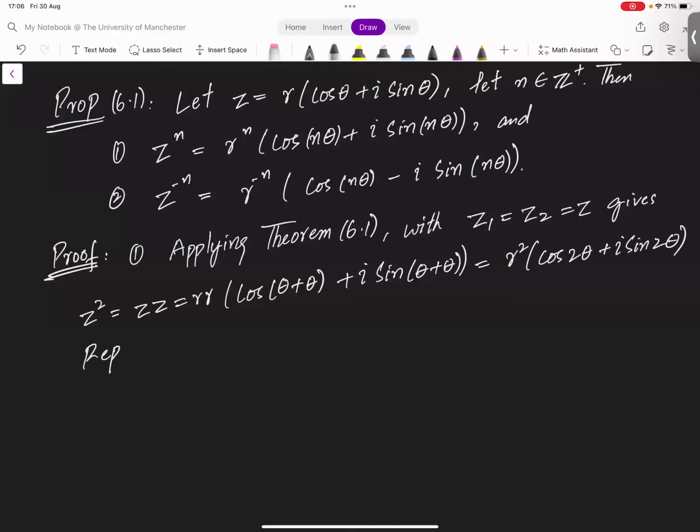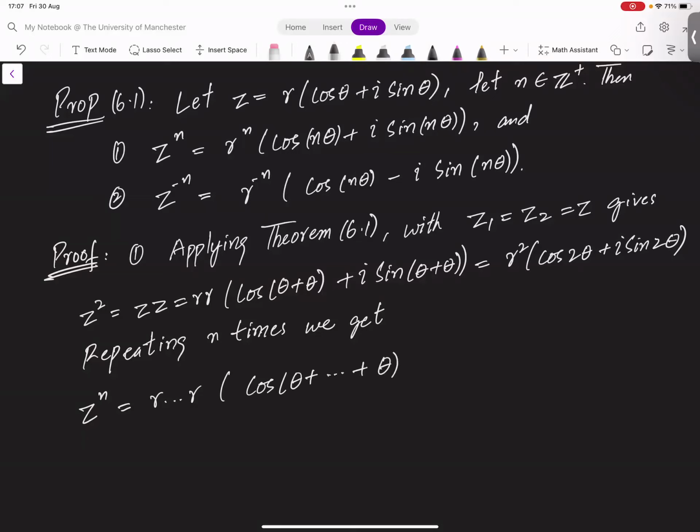Repeating n times, we get z power n is r into r n times, cos of theta plus theta plus iota sine of theta plus theta, which is nothing but r power n cos n theta plus iota sine n theta.